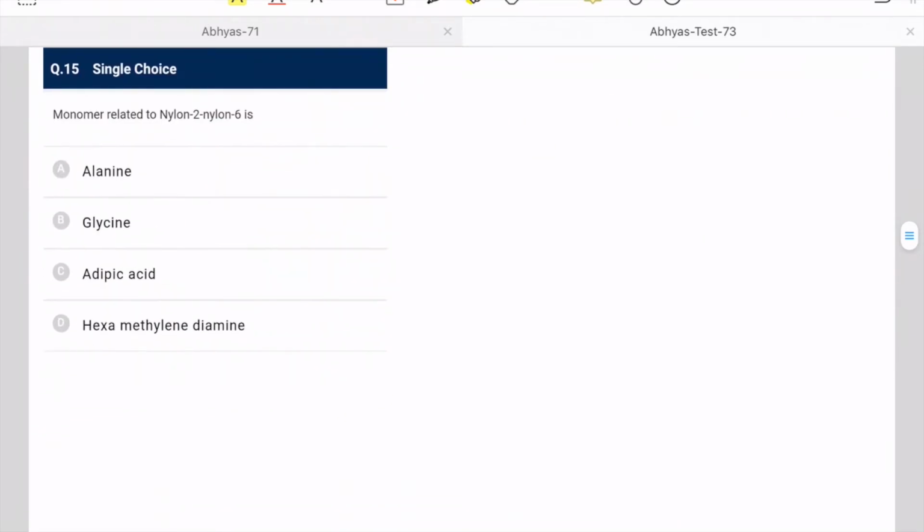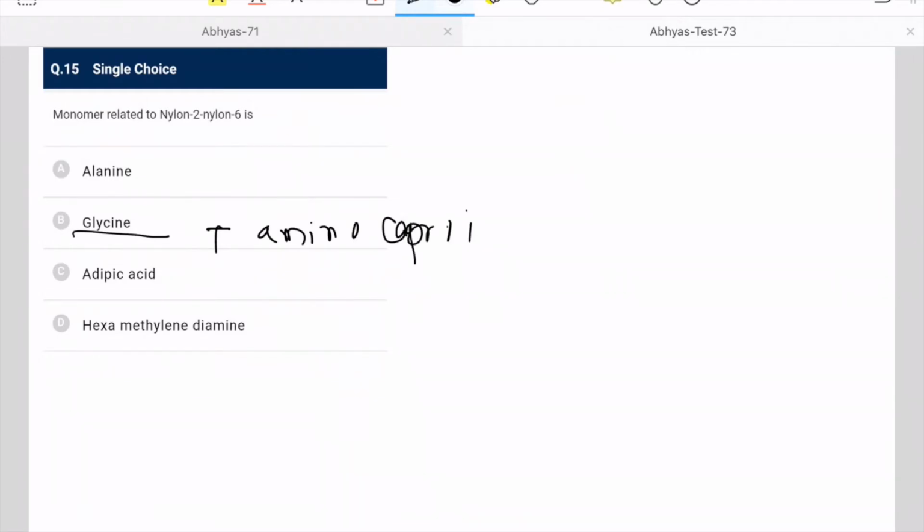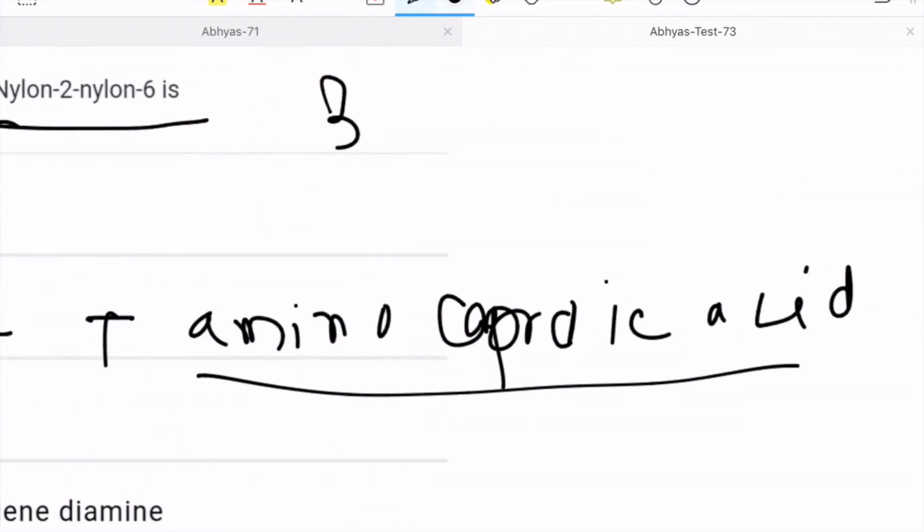The monomers related to nylon 2 nylon 6 are glycine and normally amino caproic acid. So this is the correct option. Apart from this, another question can also be formed here. This is the biodegradable one actually.